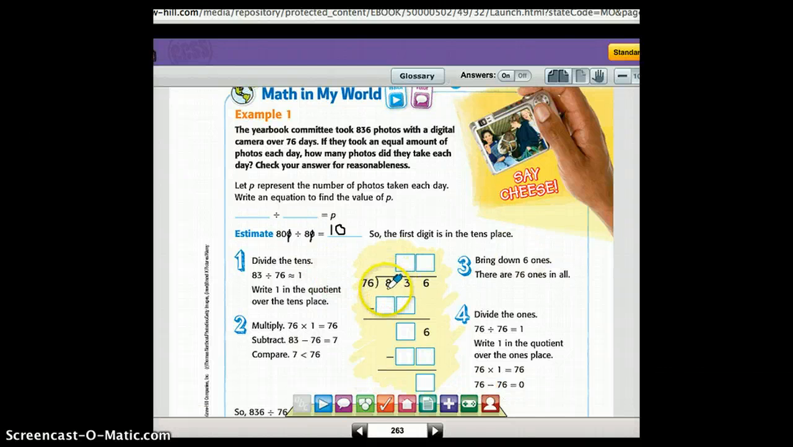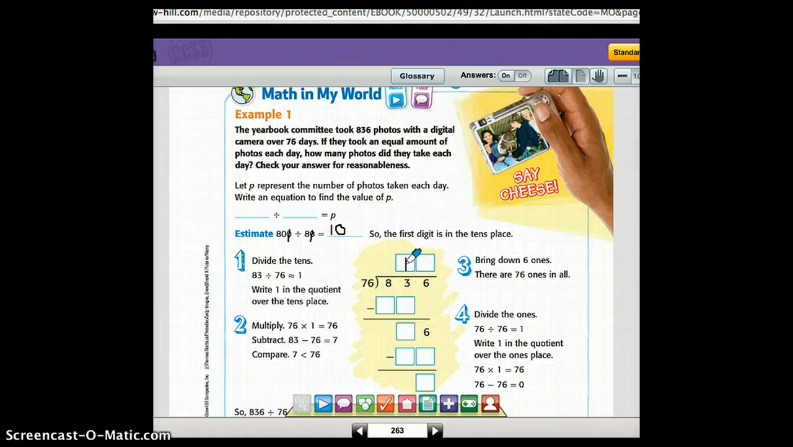So remember from the video, my first step is to focus on this 8. Can 76 go into 8? No. So now I'm going to look at 83. Can 76 go into 83? Yes, because 83 is larger than 76. So if you don't know that, you should just estimate, like the video said. So I know, well, 76 is pretty close to 83, so I'm going to say it only goes into it one time. That was my divide step.